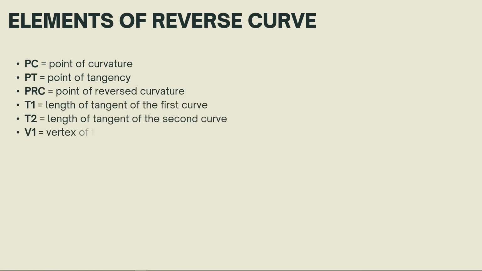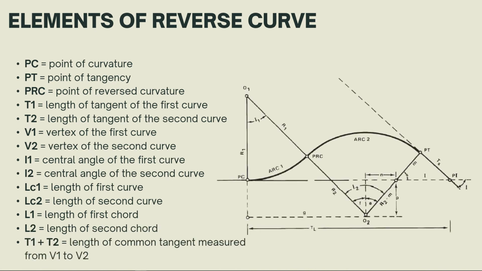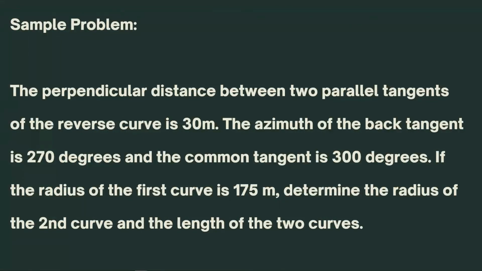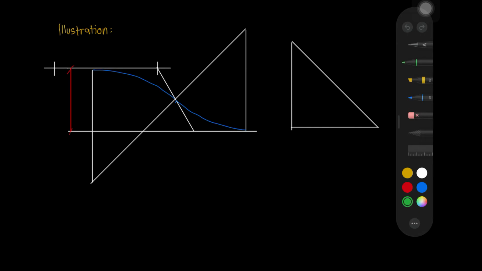The elements are common to the other horizontal curves except for the point of reverse curvature. Now let's proceed to the sample problem to better understand the reverse curve. For our sample problem, the perpendicular distance between two parallel tangents of the reverse curve is 30 meters. The azimuth of the back tangent is 270 degrees and the common tangent is 300 degrees. If the radius of the first curve is 175 meters, determine the radius of the second curve and the length of the two curves. So first, let's illustrate the problem.